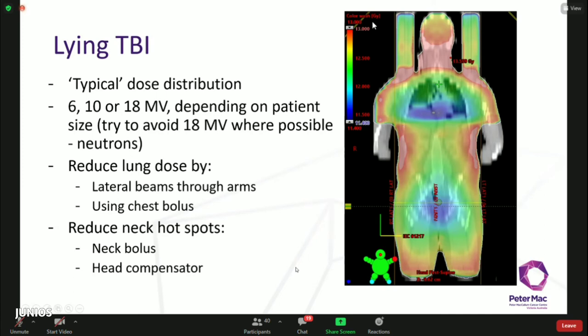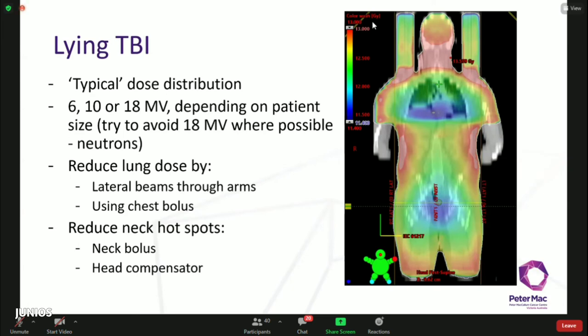So for us at Peter Mac, we have a choice of photon beams. We can choose from 6, 10, or 18 MV fields. And this is largely dependent on the patient size. So for smaller patients, 6 MV will be adequate, especially pediatrics. We only use 6 MV for pediatrics. 10 MV is appropriate for most adults. But if a patient's particularly large, we might have to resort to using 18 MV. And I use the word resort because we do try to avoid it where possible, because of those incidental neutron generations, which add additional dose to the patient but are not explicitly modeled. So only when we really can't achieve good dosimetry with 10 MV will we use 18 MV.